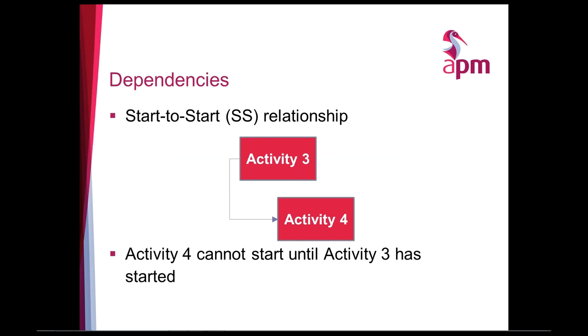Next sort of dependency or relationship is a start-to-start relationship. What we're saying here now is activity 4 can't start until activity 3 has started. Normally you'd expect them to start at around about the same time, but the logic's stating here that activity 4 can start when activity 3 has started.